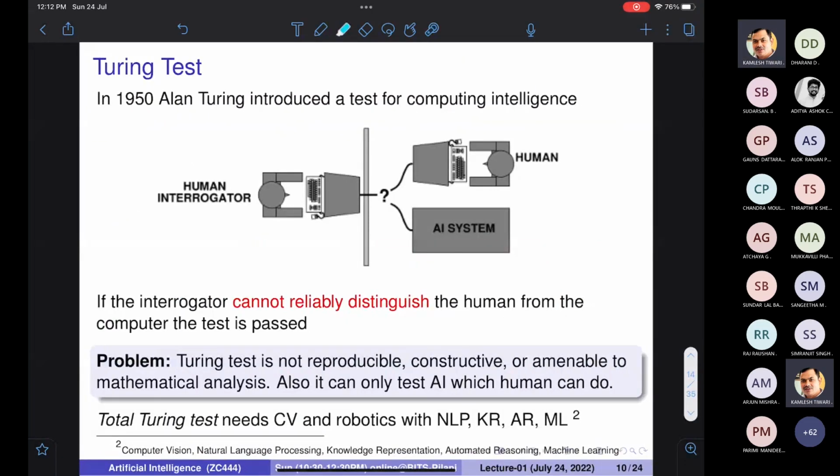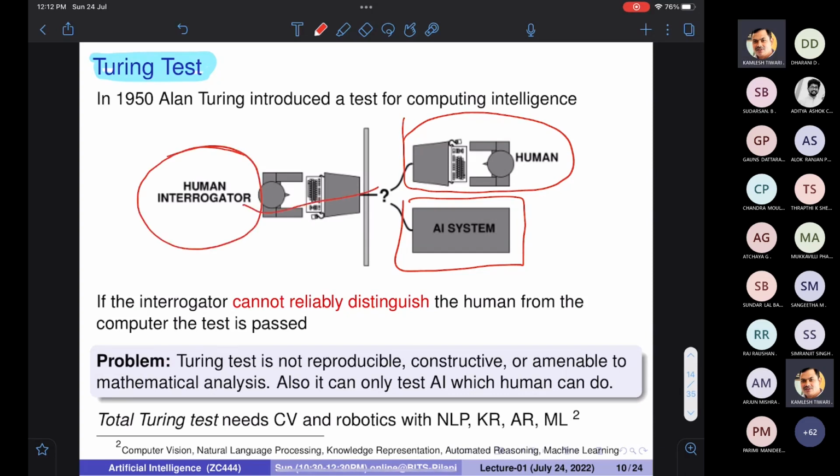A few minutes back, I talked about this: if I can make a system that has strong AI, let's assume this is the system which has strong AI, and side by side there is a human sitting at a computer. Somebody from outside tries to interact with these machines. He knows that he is interacting with A or B, but he doesn't know whether A is the human or B is the human. He knows for sure that one of them is a human and the other is a machine. He does whatever he does, but he cannot reliably distinguish between the human and the computer. Then we say that the system has passed the Turing test.